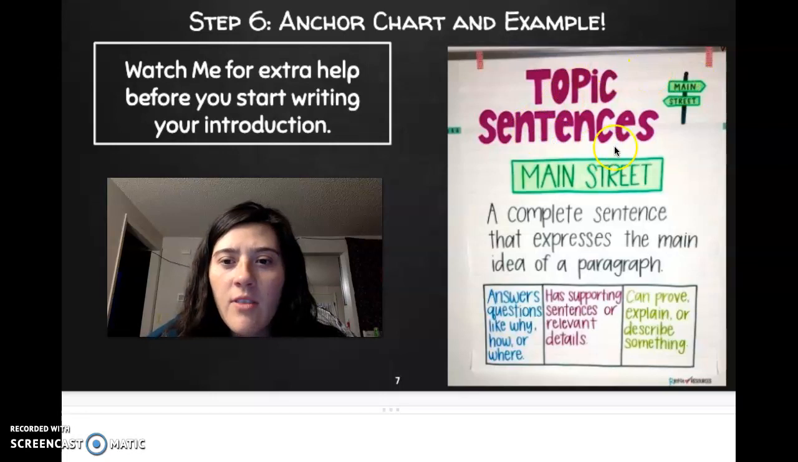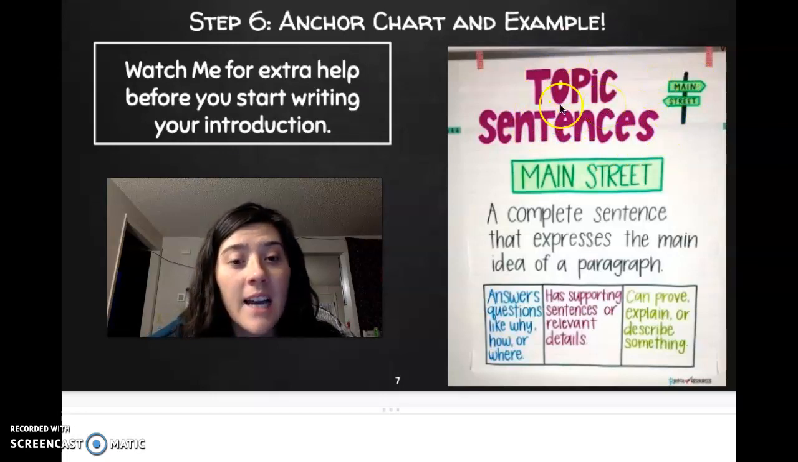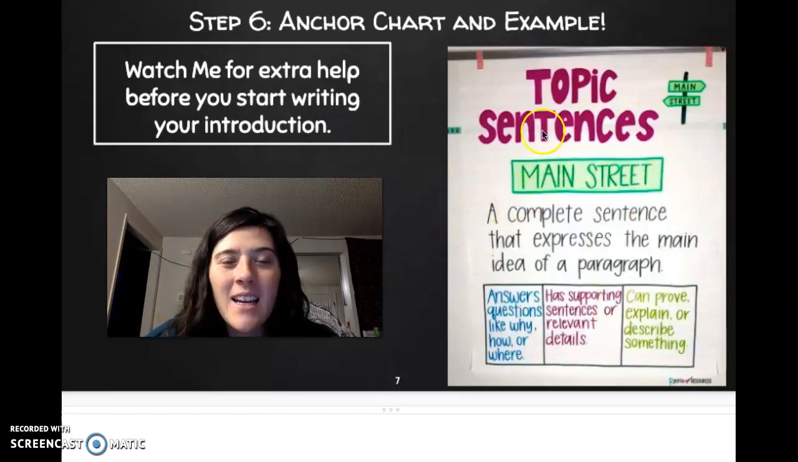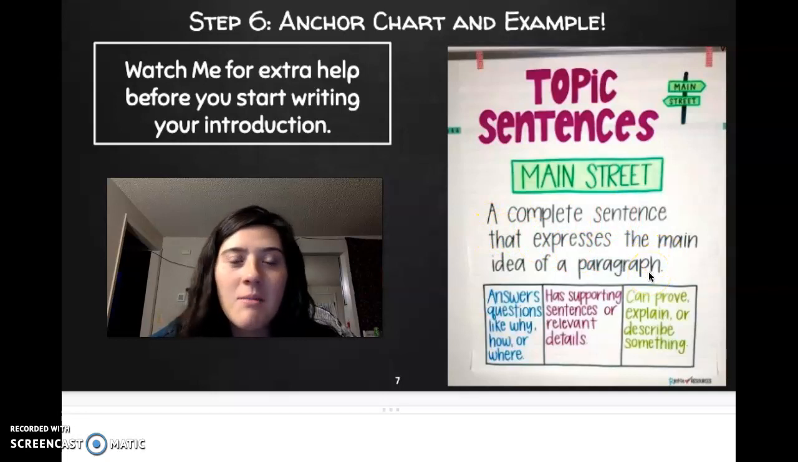So let's look over here at the anchor chart for our topic sentence slash introduction sentence. Main Street, this is your main idea. This is what you're going to tell the reader what you are writing about. So a complete sentence that expresses the main idea of your paragraph. So what is the main idea about your paragraph? Something that you're good at.